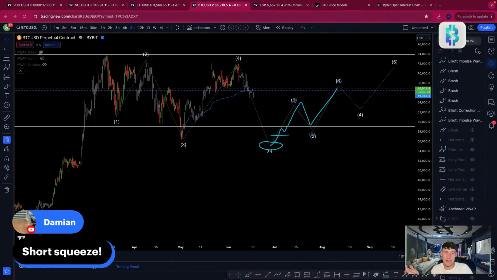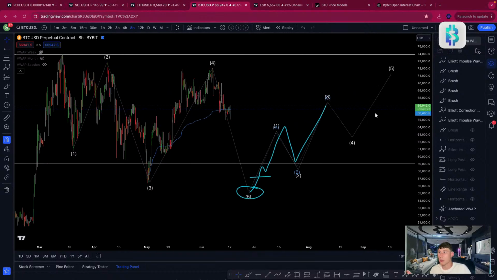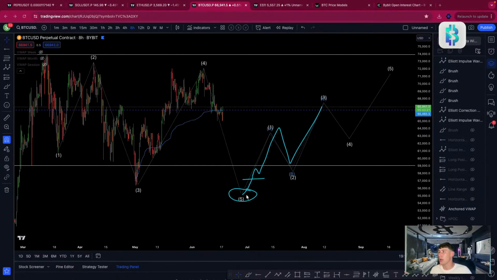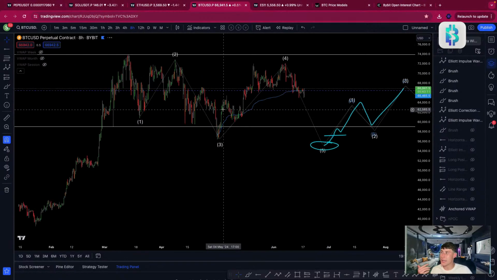Short squeeze, exactly. That's what it's going to be, a short squeeze up. Shorts have to cover. They are being squeezed out of the market because they have to buy back into the market. That's, of course, what we're taking advantage of.